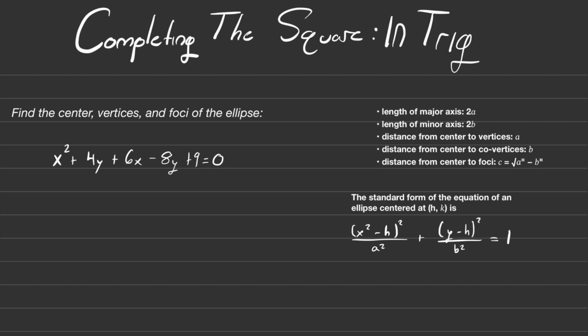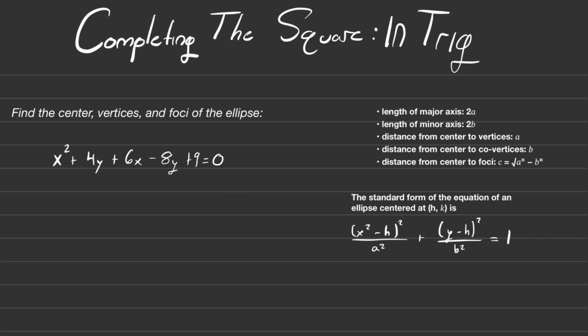Okay, in this video, I wanted to go over how to complete the square in trigonometry. So in trigonometry, you'll often find an equation that looks like this. And this is an equation for an ellipse that is not in standard form. Oftentimes, you'll want to have this equation in standard form to find the following. And to do this, you'll have to complete the square.